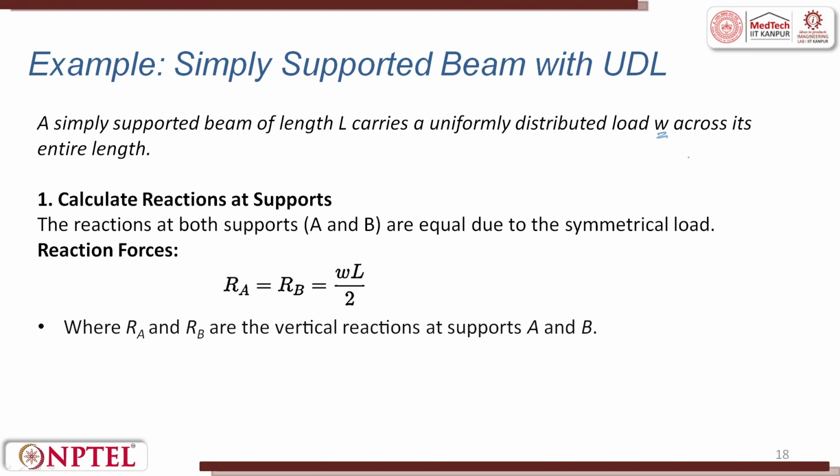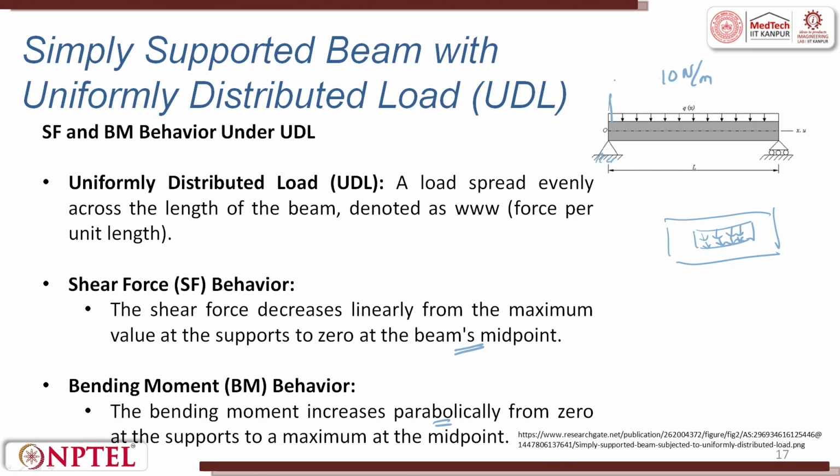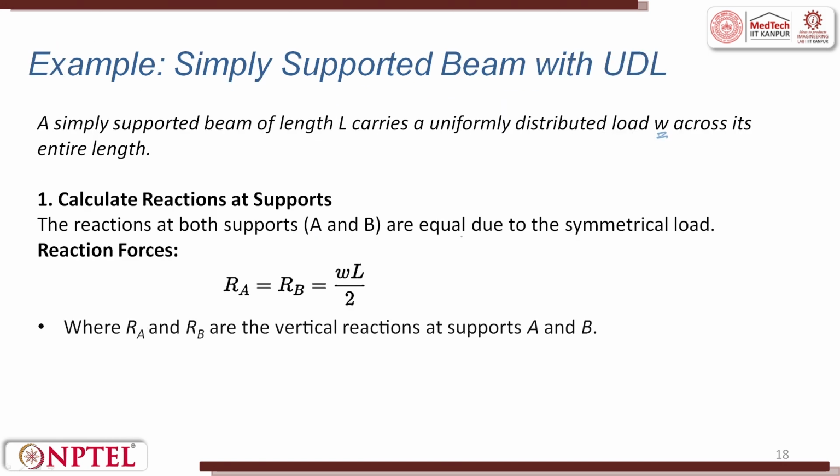The supports I make as A and B, right. The reactions at the supports A and B are equal due to the symmetrical load. The reaction force RA is equal to RB, which is nothing but W into L by 2, where RA and RB are vertical reaction forces at support A and B. So, supports A and B are the extreme ends. So, this is A and this is B.